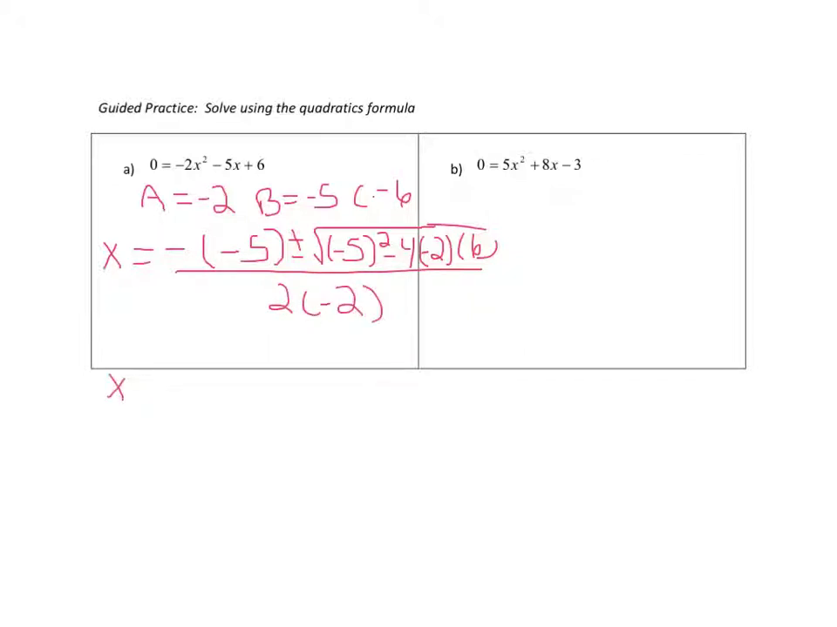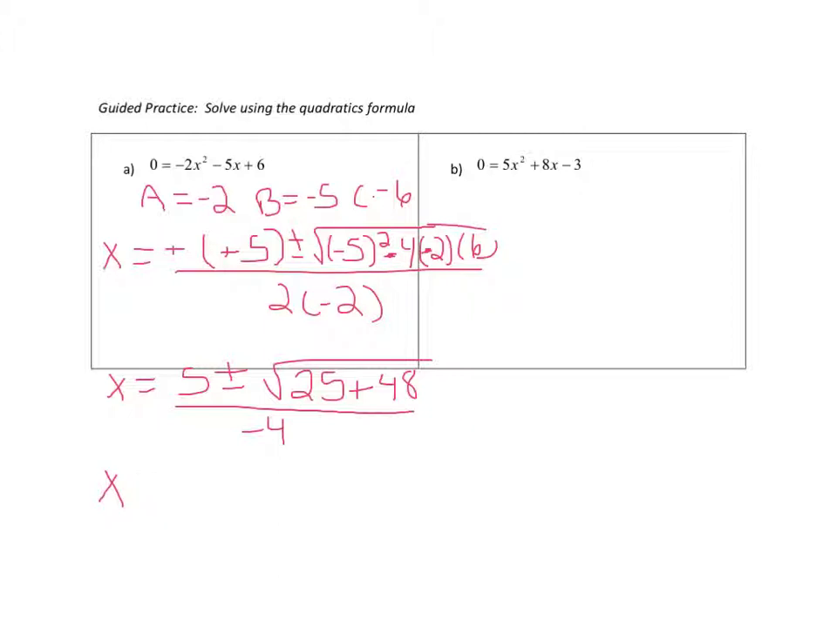Then we simplify. X equals negative 5, so this becomes plus. So we just have 5 plus or minus the square root. Negative 5 times negative 5 is 25 again. And then we have a negative 4 and a negative 2. Negative times a negative is a positive. 4 times 2 is 8, times 6 is 48. All over 2 times negative 2, which is a negative 4.